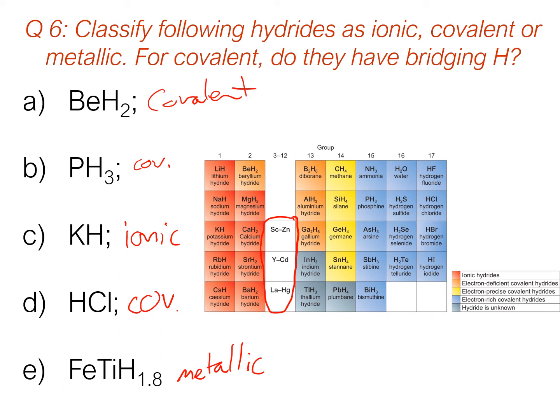The next thing it was asking us, with covalent hydrides, do they have a bridging hydrogen? Now these are the ones that have the 3-centred 2-electron bonds, like the boranes. So it's these electron deficient covalent hydrides that I've just highlighted. So beryllium hydride is electron deficient, and that has a bridging hydrogen. The PH3 is electron rich, so that doesn't. And the HCl is also electron rich, so that doesn't have a bridging hydrogen either.